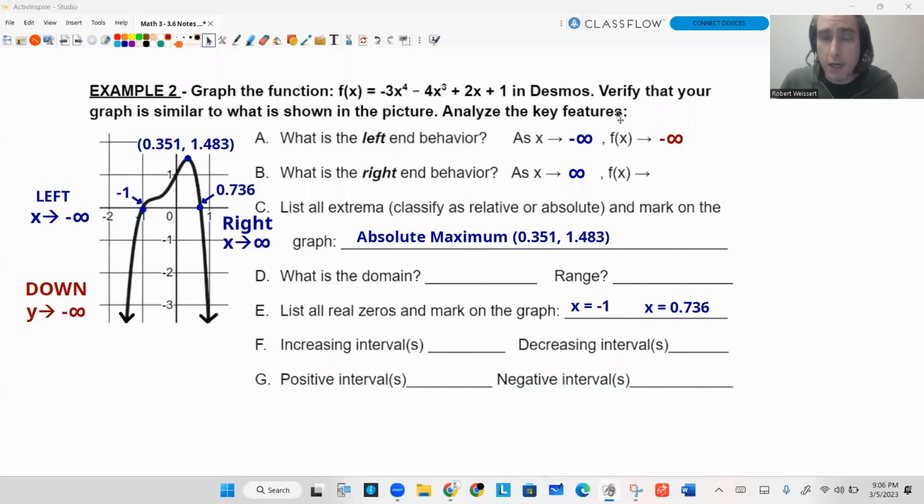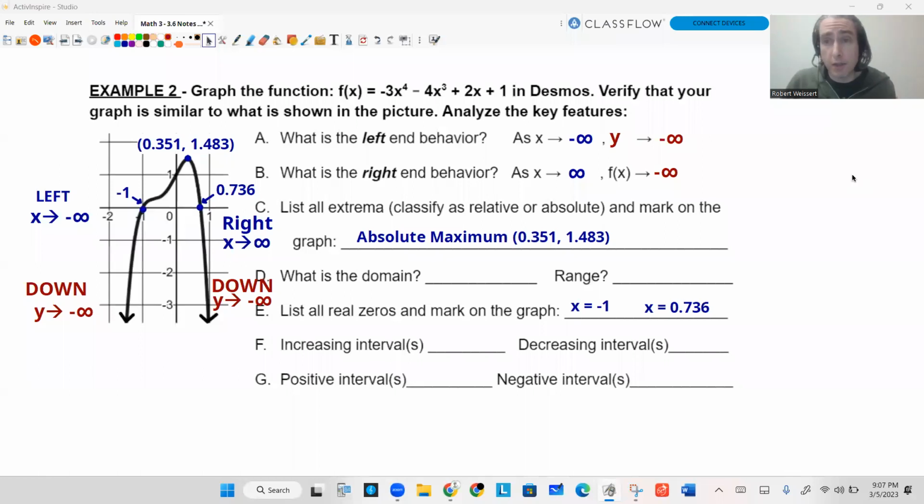Well, what's it doing on the left side? Well, it's going down. So we say f of x, y, is going to negative infinity. So we write that over here. Remember, f of x can also be y. And there's no problem writing y there if you prefer to do that. How about the right end behavior? Well, this problem is also going down on the right side. Left side, it's going down. We got our end behavior set up.